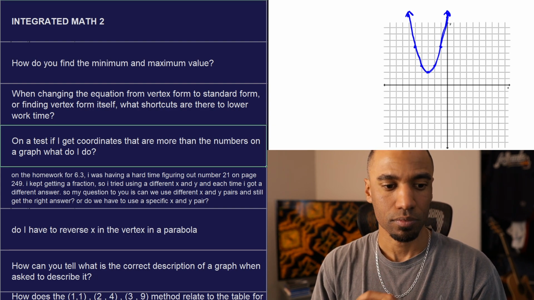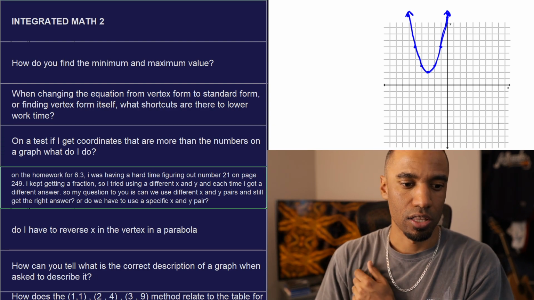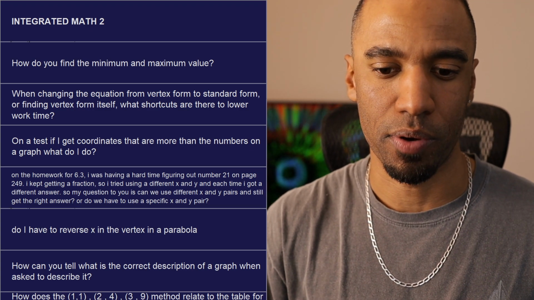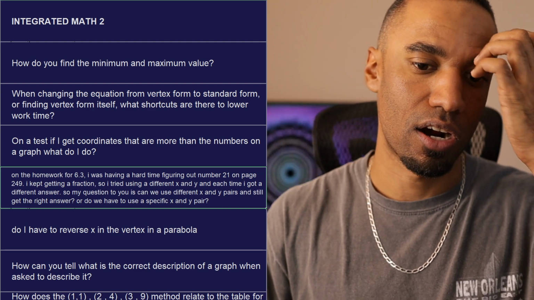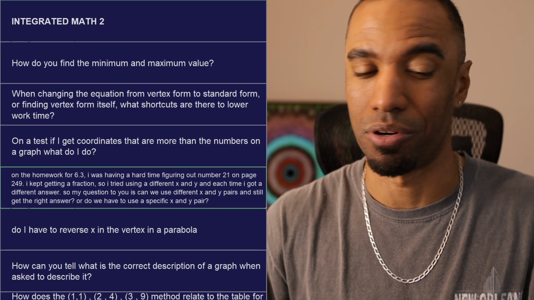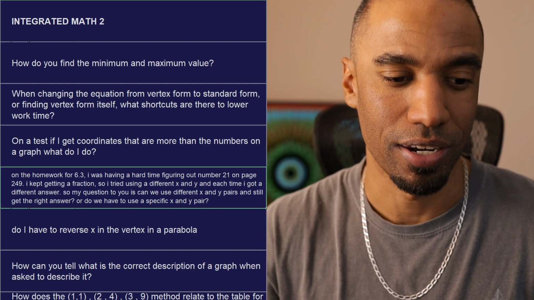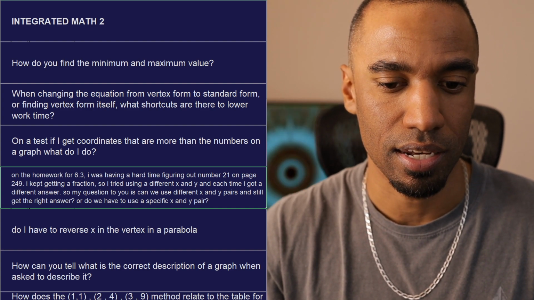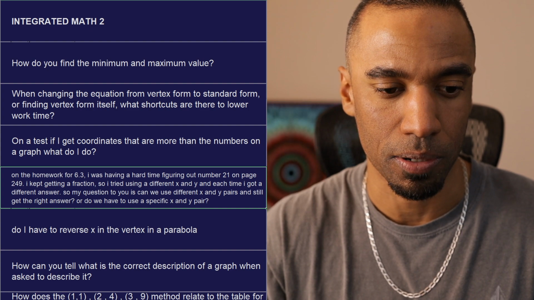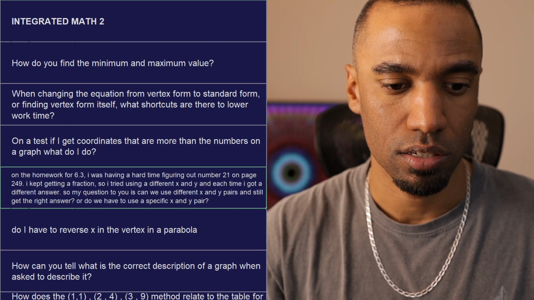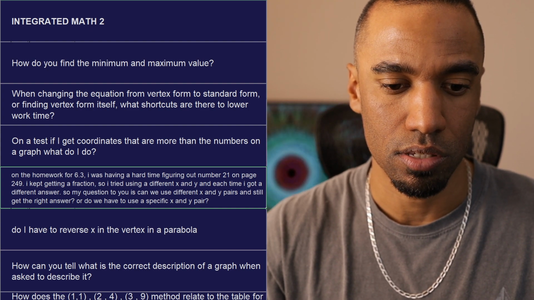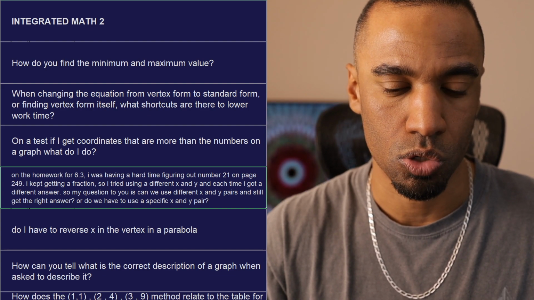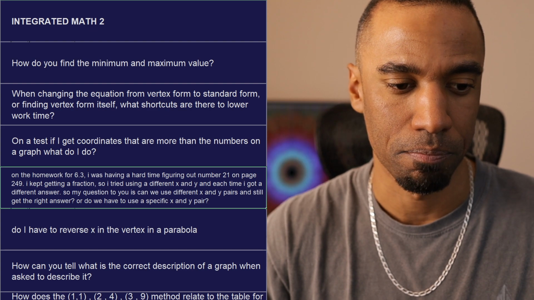All right, the next question here says, on the homework for 6.3, this might be a specific question. On the homework for 6.3, I was having a hard time figuring out number 21. Number 21 on page 249. I kept getting a fraction, so I tried using a different x and y, and each time I still got a different answer. So my question to you is, can we use different x and y pairs and still get the right answer, or do we have to use a specific x and y pair?